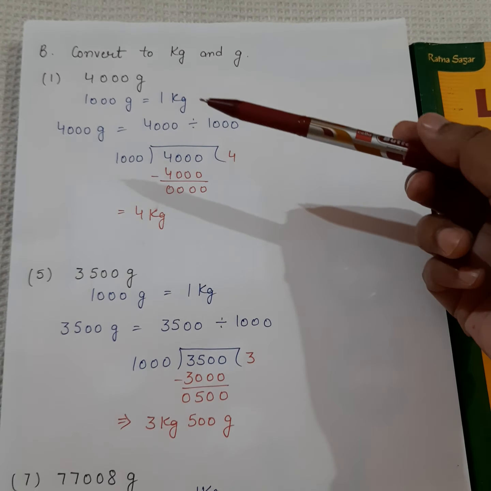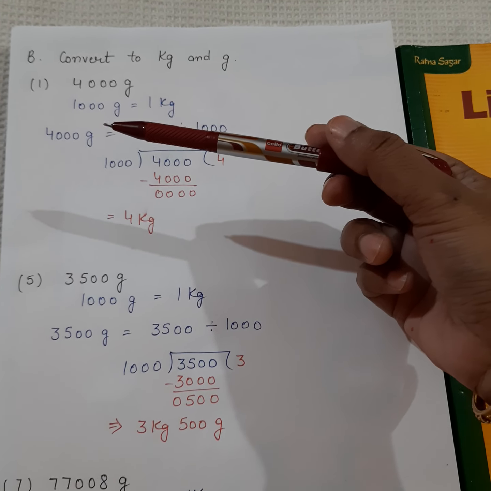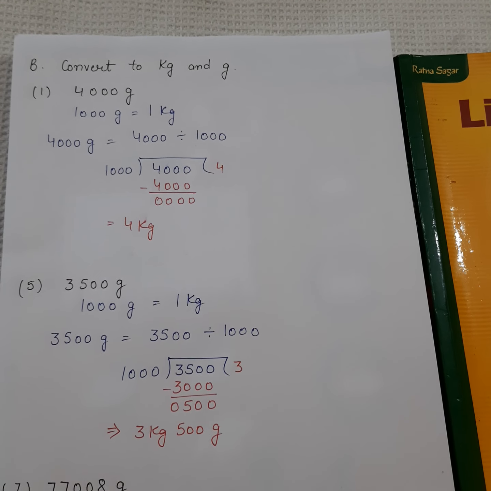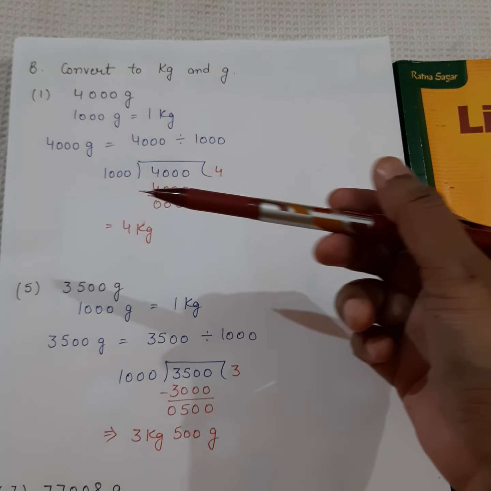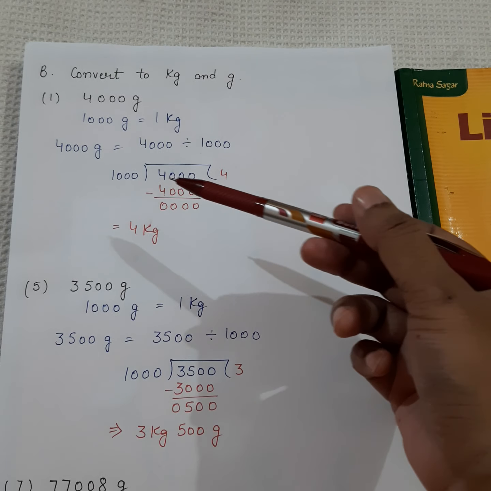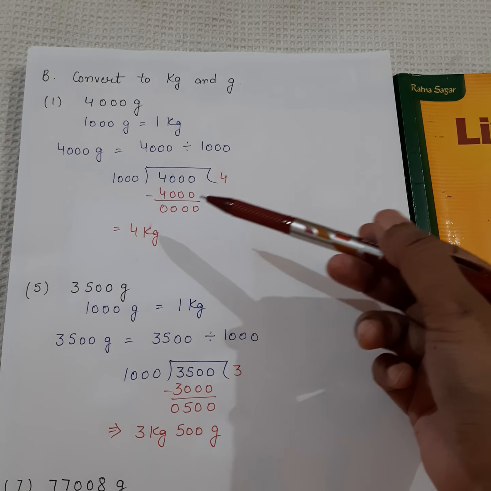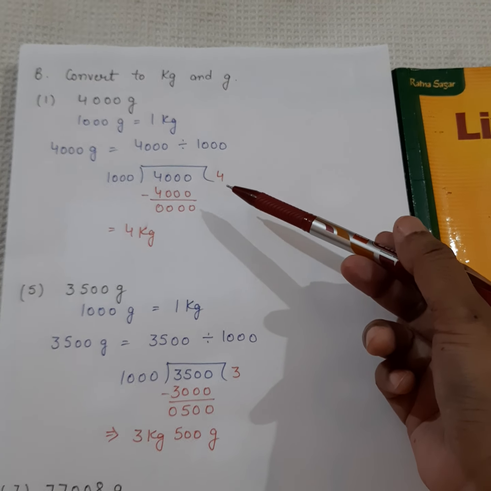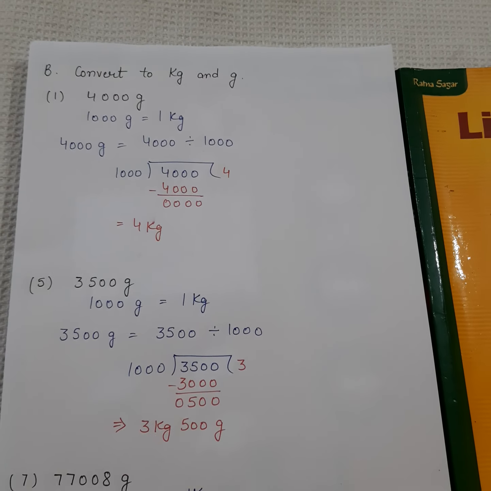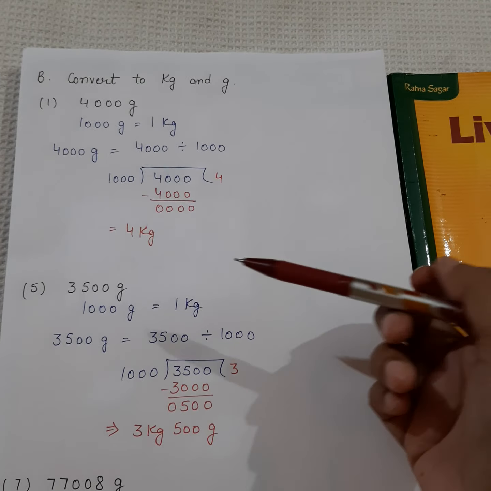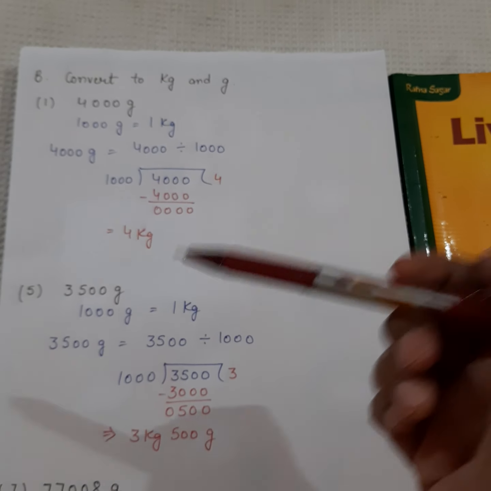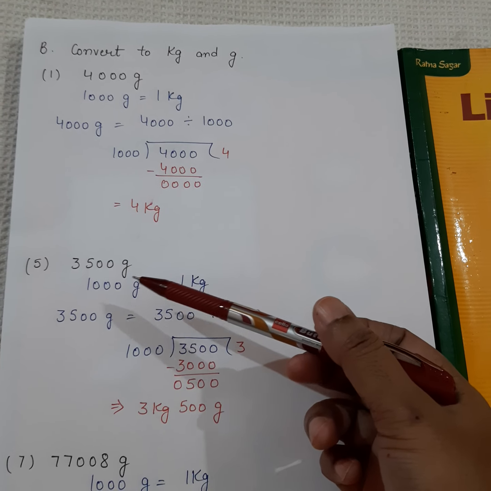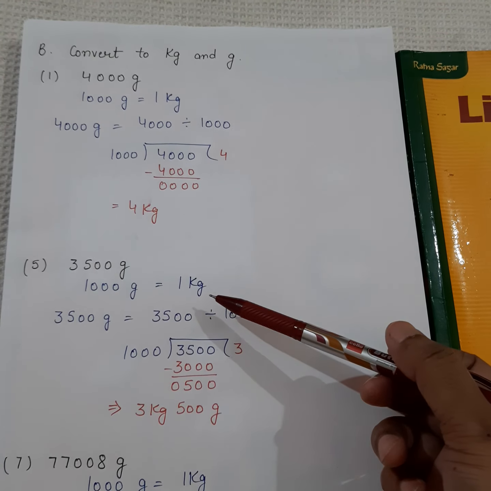So 1000 gram is equal to 1 kg. So means 4000 gram is equal to 4000 divided by 1000. So divide here, 1000 dividing 4000, what will come? 1000 4s are 4000. So remainder is 0, and the quotient is always in the bigger unit. So this is 4 kg, right? Now the 5th part is 3500 gram, means 1000 gram is equal to 1 kg.